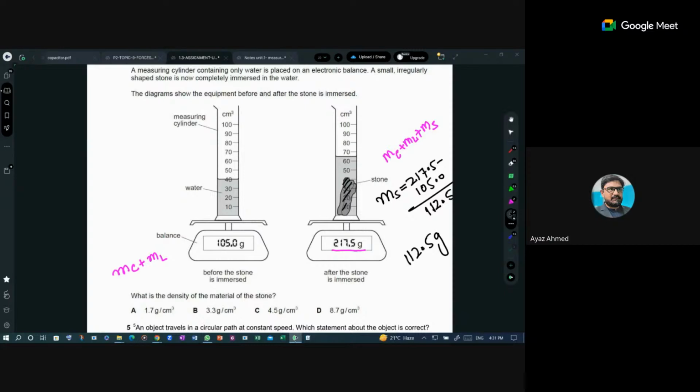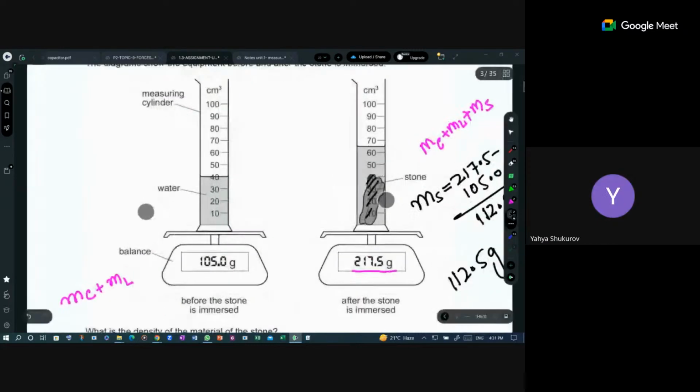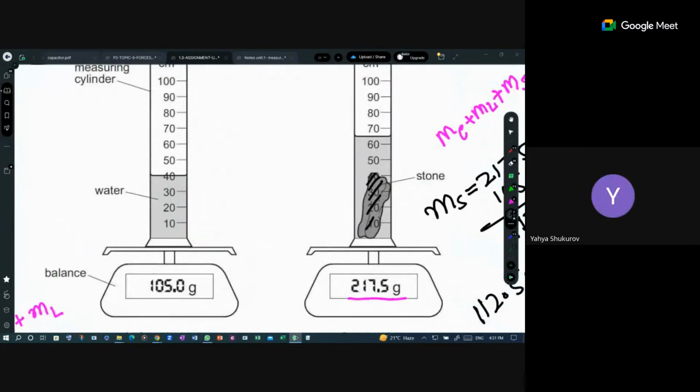Now, what is the volume which is increased due to placement of the stone? Initially, your V1 is 40 and your V2 is 65. So the volume of the stone is 65 minus 40, which is equal to 25 cubic centimeter.